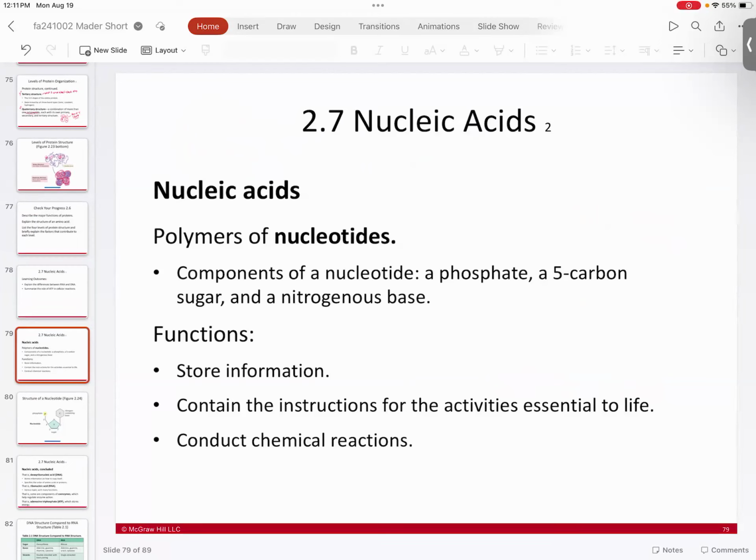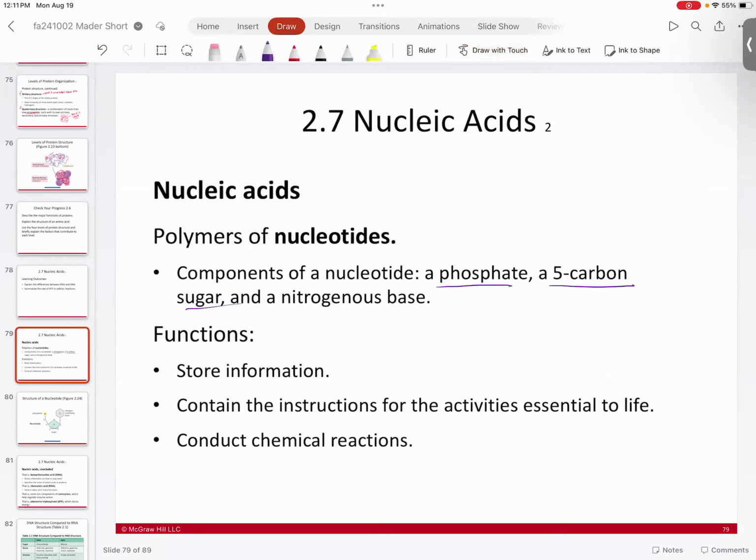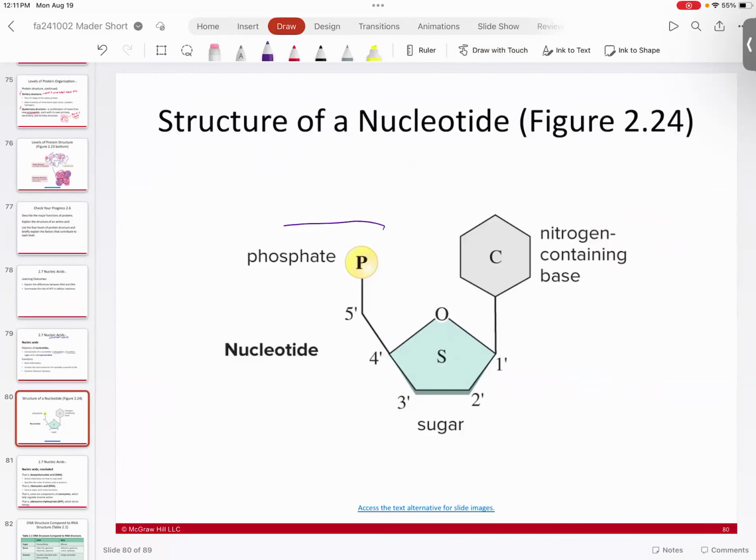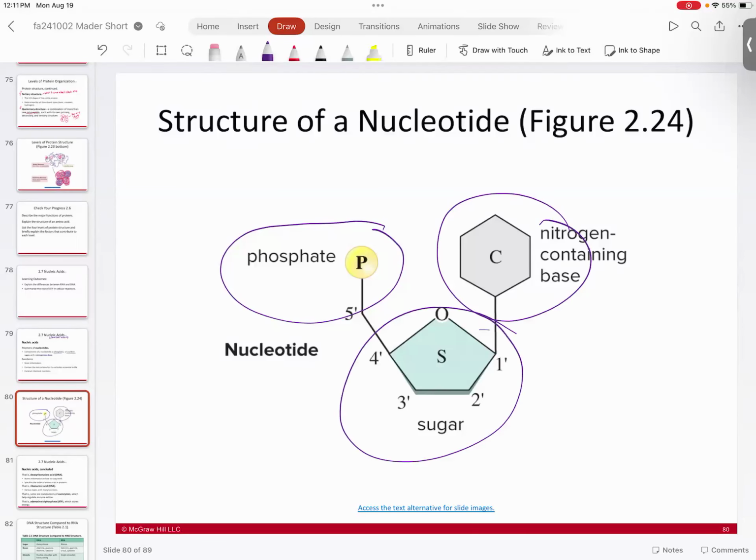Okay. So we have a phosphate group, a 5-carbon sugar, and a nitrogenous base. And so these guys are informational molecules. This is what it looks like. So here's your phosphate group, your nitrogenous base, and this is your sugar.